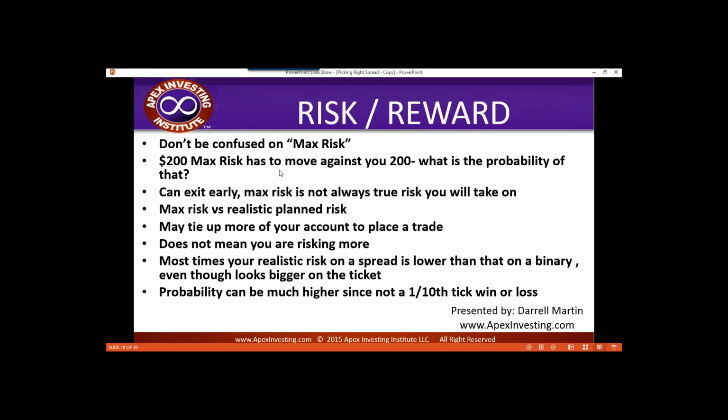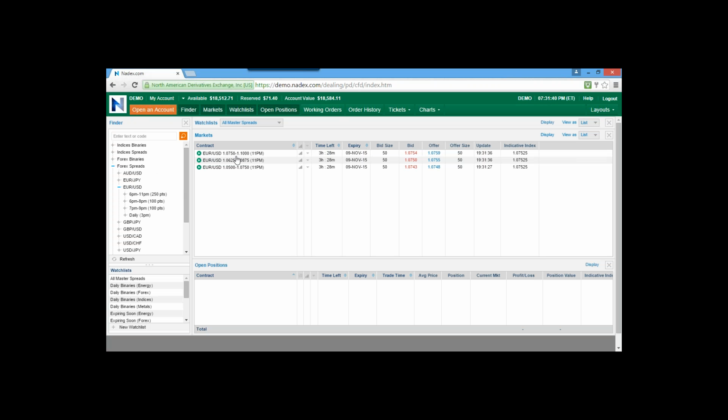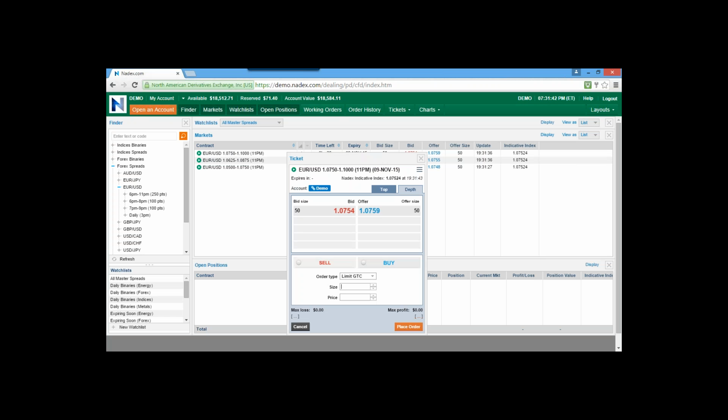You can exit it early. Max risk is not always your true risk you will take on. It's max risk versus realistic planned risk with stops in place, okay? Yeah, you might tie up a little more of your account to trade it as opposed to a cheap binary. You might have to put up a little bit more on a spread, but again, that was just an example of one spread. I mean, you could take this spread right here and say we want to buy this spread. It's only tying up 9 bucks.